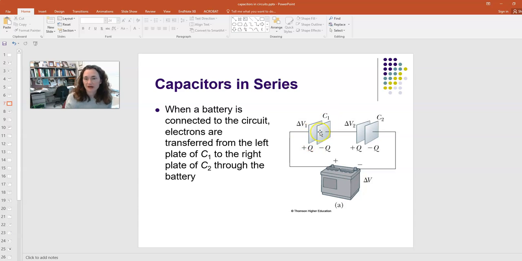Now, if you think about it, there's no direct electrical connection between the left plate, plate 1, and the next plate, plate 2. And plate 3 is not electrically connected directly.